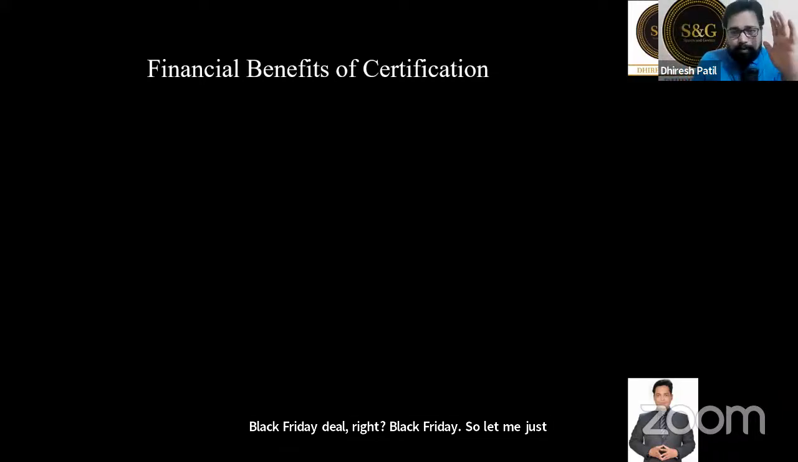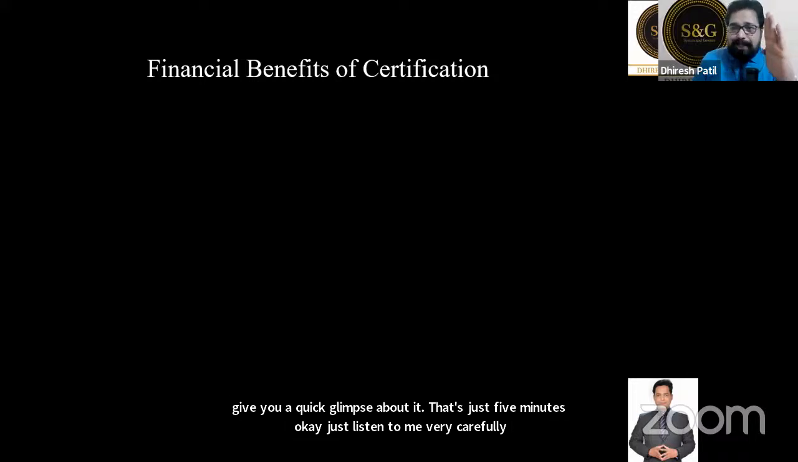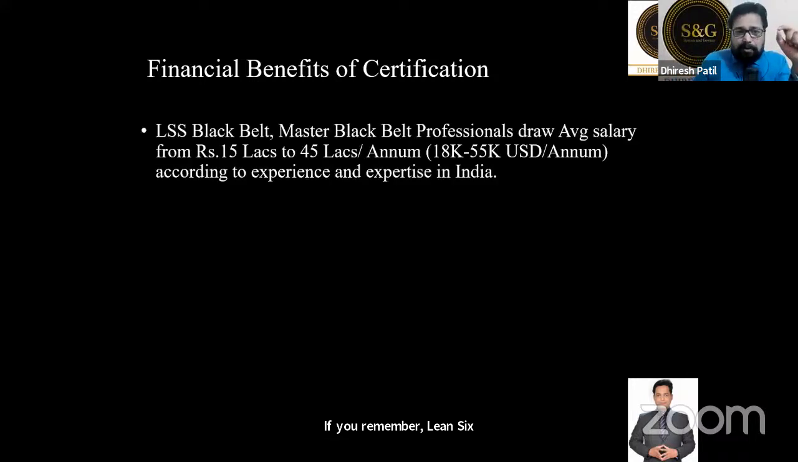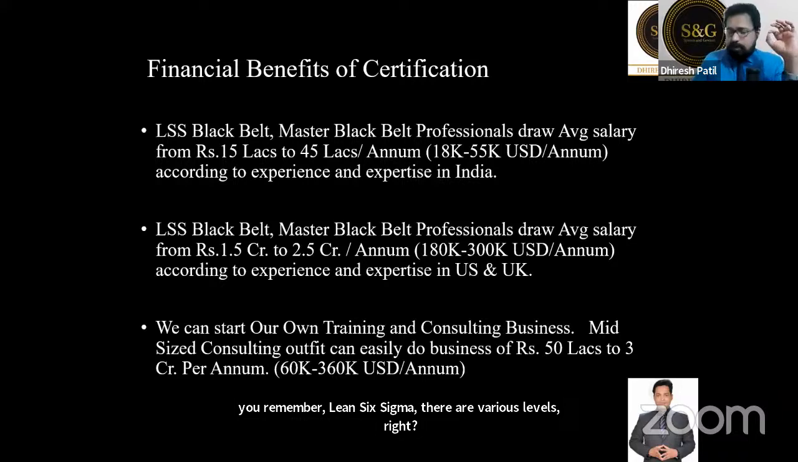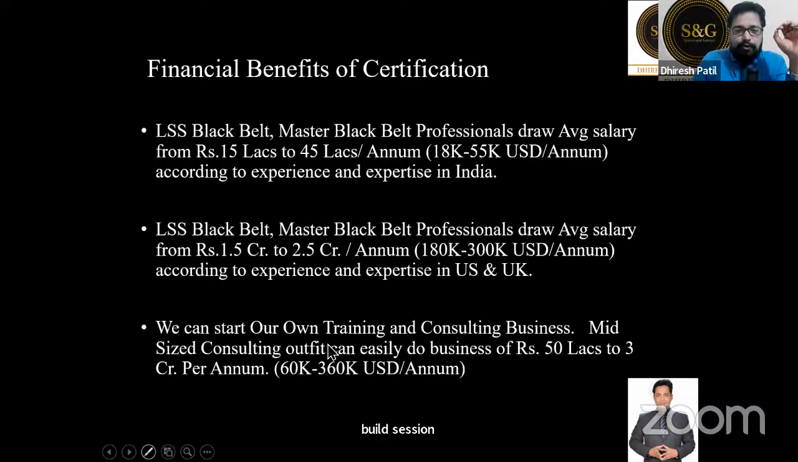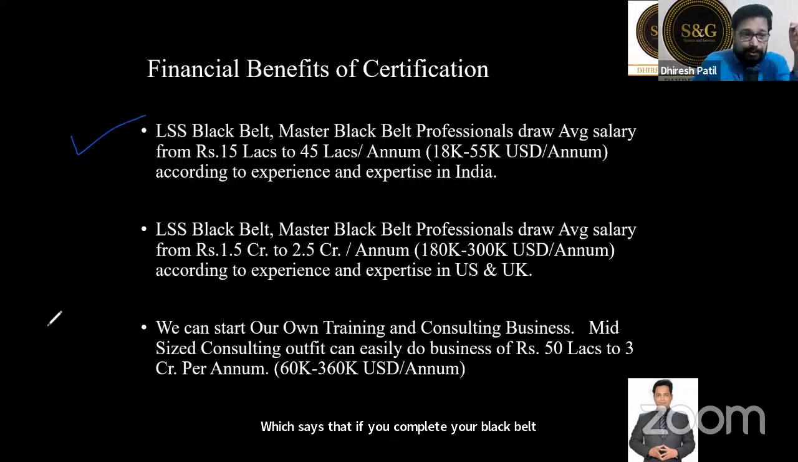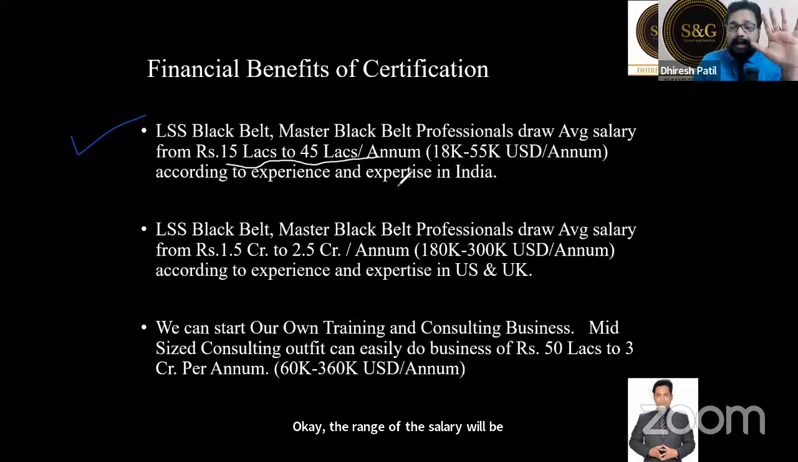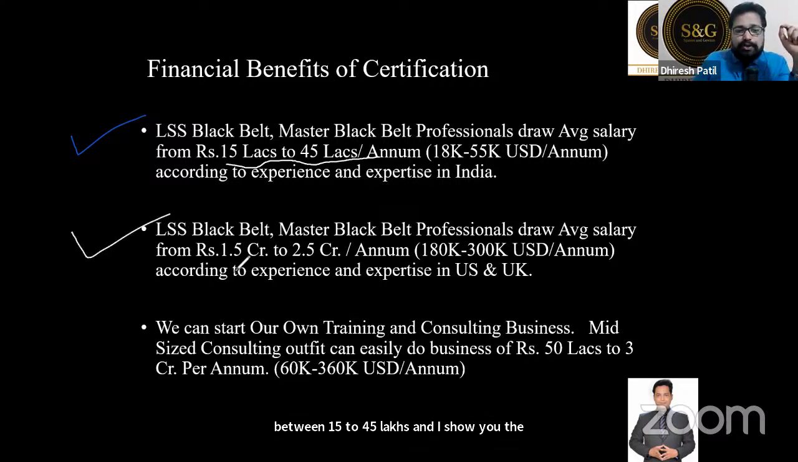If you remember, Lean Six Sigma has various levels. I showed this slide in the yellow belt session, which says that if you complete your black belt up to master black belt, the range of the salary will be between 15 to 45 lakhs. I showed you the Glassdoor screenshots as well to prove this point. Abroad, it is 1.5 to 2.5 crore. So master black belt is 2.5 crore; in India, it is 45 lakhs per annum.